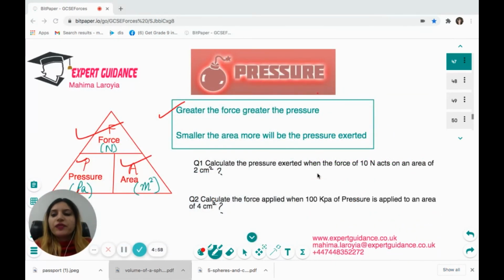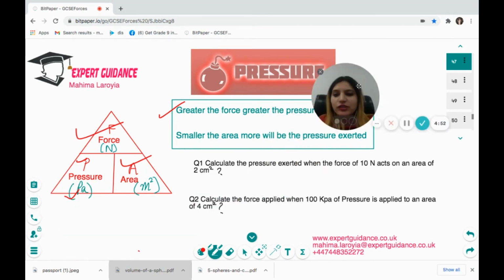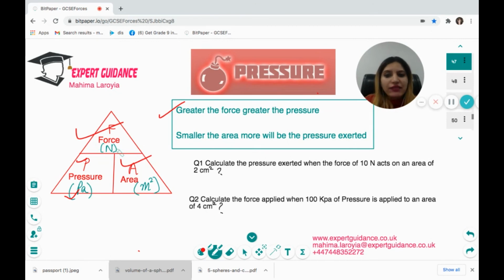Now let us move on to a very important concept, pressure. Pressure is measured in pascals, and that is given by the formula force per unit area, where force is in newtons, area is in meter squared, pressure is in pascals. When we have greater force, we have greater pressure. The smaller the area, the more the pressure exerted. Okay, now let us look at two examples.